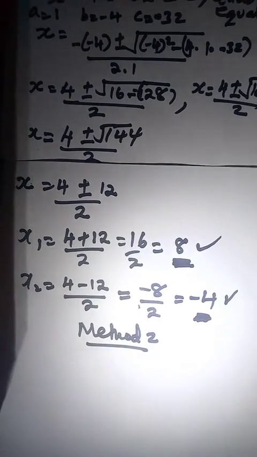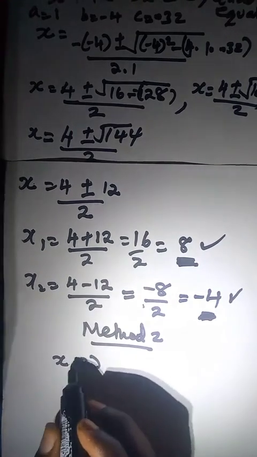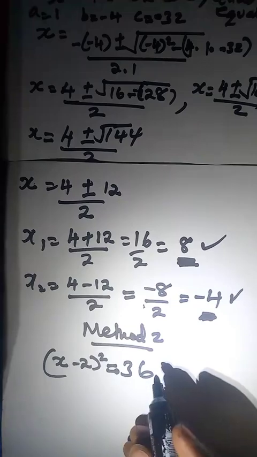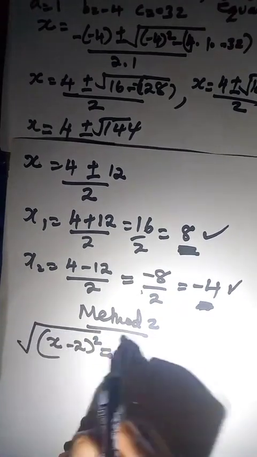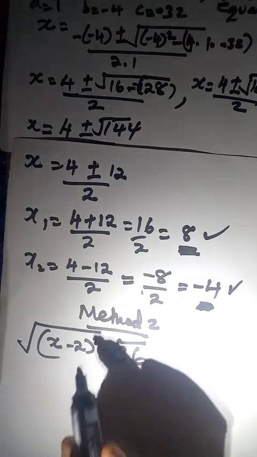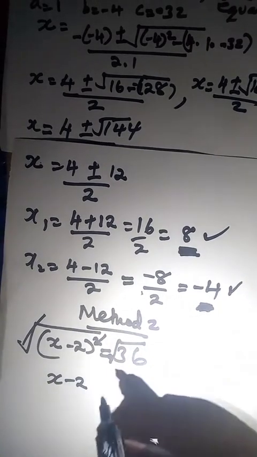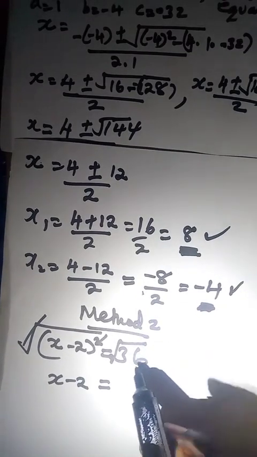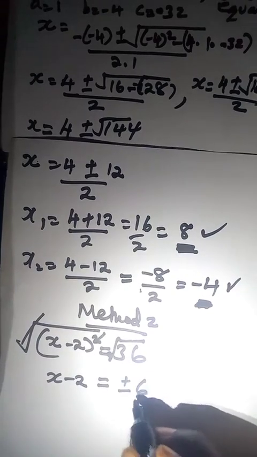Second method, of course, I had my equation as (x minus 2) squared is equal to 36. What I'm going to do simply is I'm going to find the square root on both sides since I have the square. So when I find the square root on both sides, I'm going to get x minus 2 is equal to finding the square root of 36. I shall get plus or minus 6.